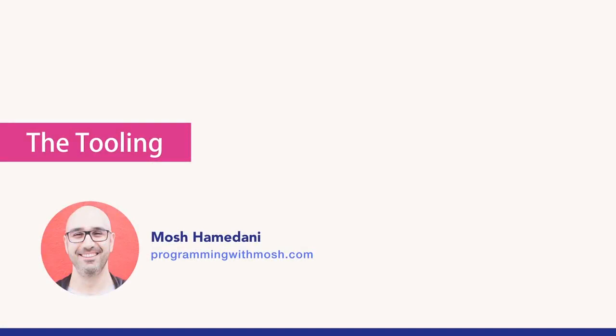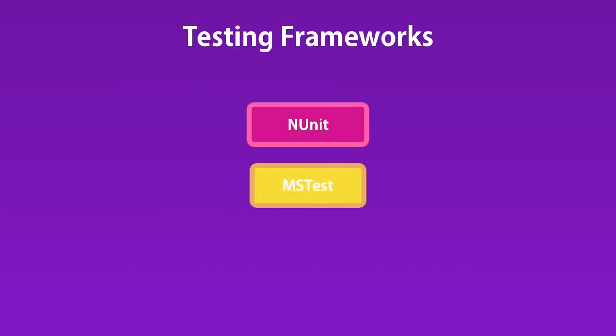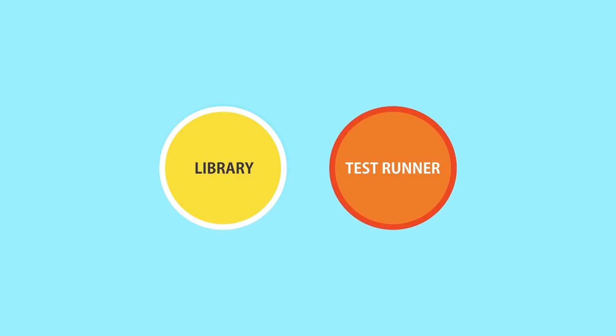To write unit and integration tests, you need a testing framework. There are several testing frameworks out there, but the most popular ones are NUnit, which is one of the earliest frameworks out there. We've got MS Test, which is Microsoft's testing framework built into Visual Studio, and XUnit, which has gained more popularity over the past couple of years. All these frameworks give you a utility library to write your tests and a test runner which runs your tests and gives you a report of passing and failing tests.